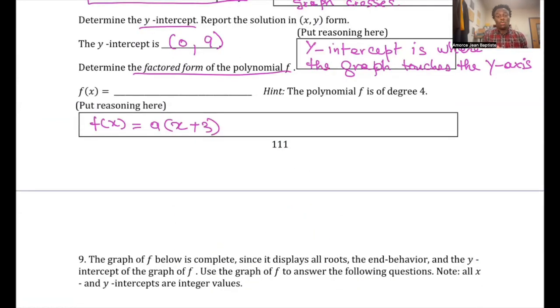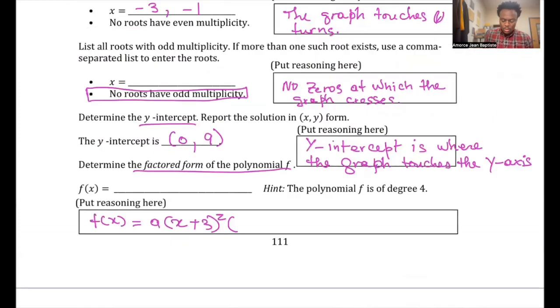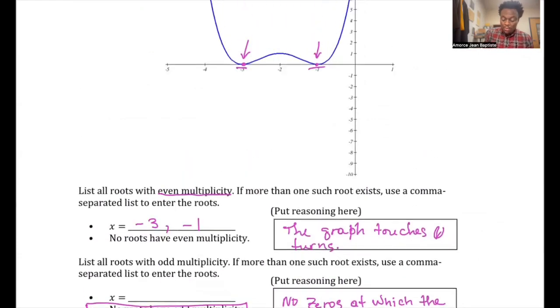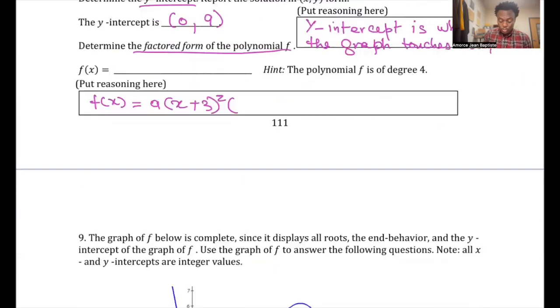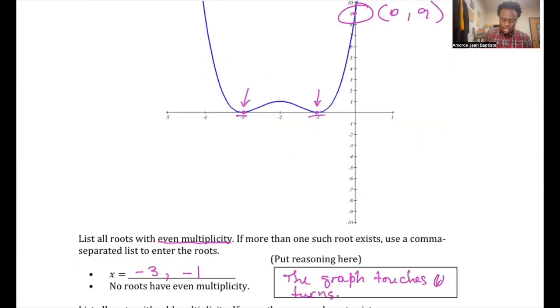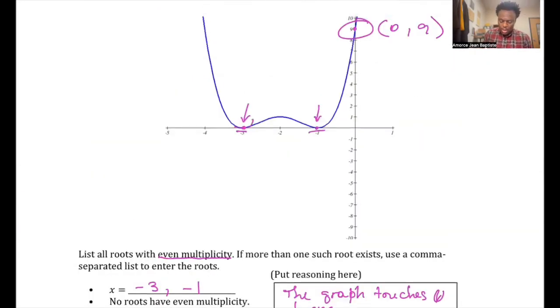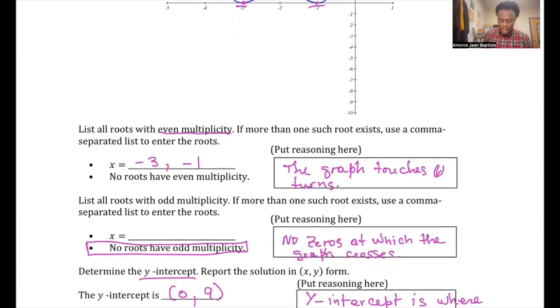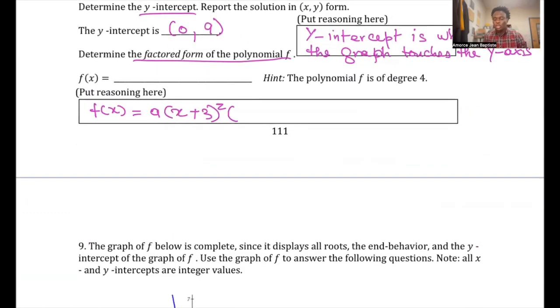Because when I set it equals 0, I would get the negative 3 squared, because it turns and it's an even degree. Well, I assume that it's 2 because the turn is pretty quick, right? So that's how I say it's 2. If it was slower, flatter, then I would be more concerned about saying that it's 2, but it's not flat. It's quick, so that's why I say the multiplicity is 2.